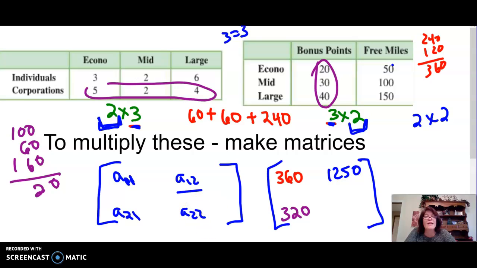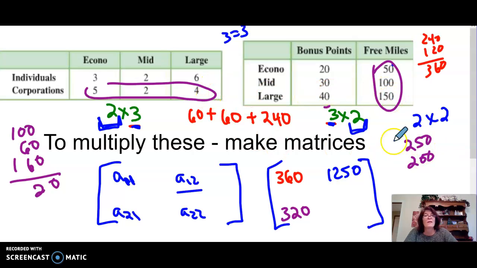Now to get the second row, second column, if I want the second row, second column, then I'm going to have to multiply the second row of my first matrix by the second column of my second matrix. I'm going to take 5 times 50, 2 times 100, 4 times 150. Okay, you see that? And add that all together.